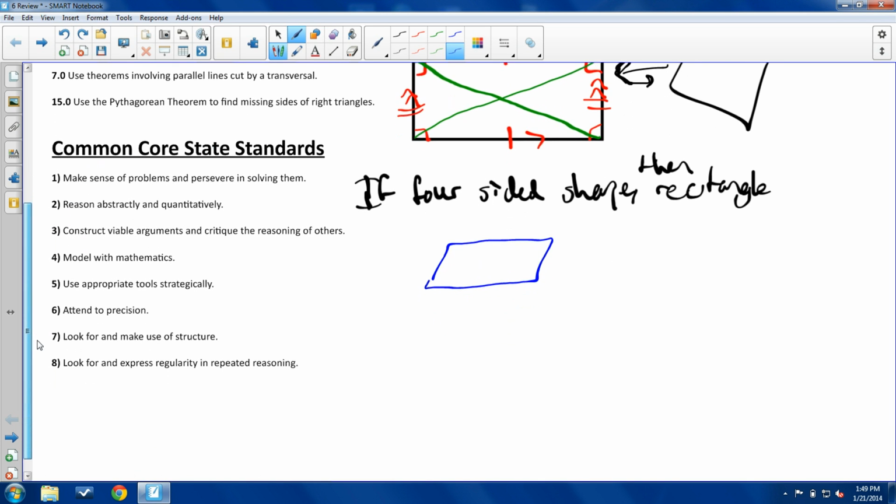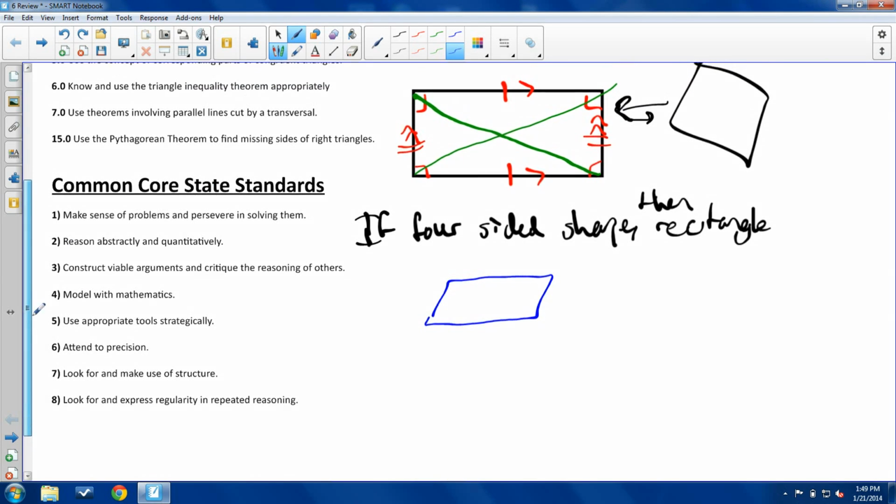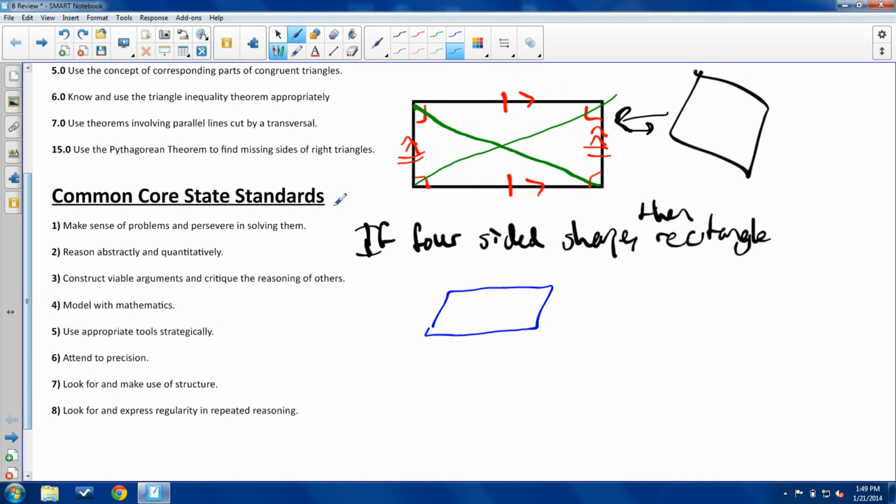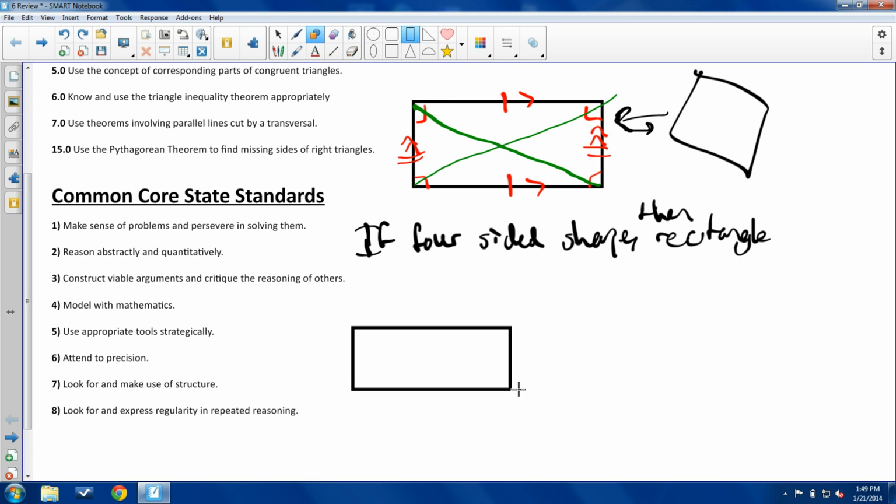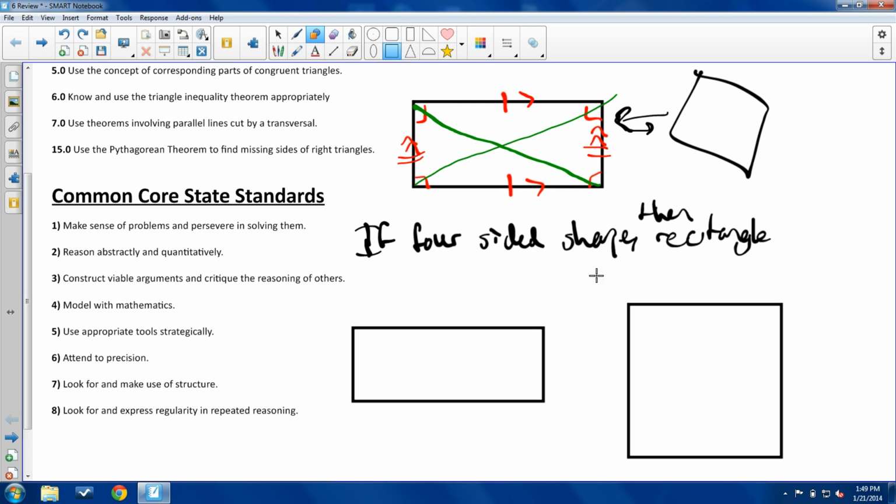And I can actually move on with that one. I'm going to take out this parallelogram and change it to a square. Let's draw that rectangle again. If I have a rectangle, then I have a square. True or false? That's what we're going for. So this is the original statement. If I have a rectangle, then I have a square.